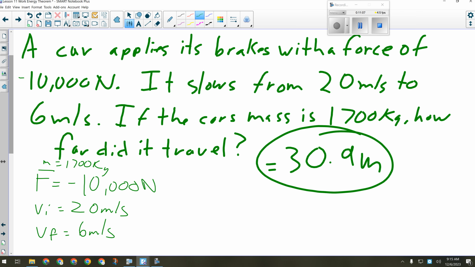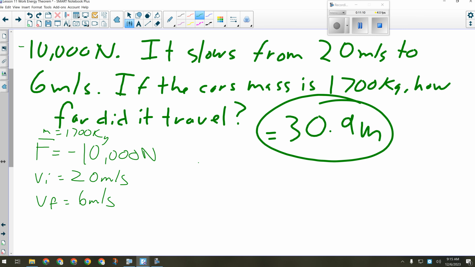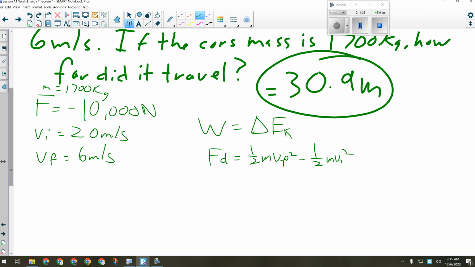And that's it. So, work is definitely being done, and it is definitely changing the kinetic energy of the car. There's no mention of a hill or any changes in height, so we're dealing with kinetic only. So that means force times distance equals 1/2 m vf squared minus 1/2 m vi squared. I have all of these numbers except for d. So how do I get d by itself? Divide by f.